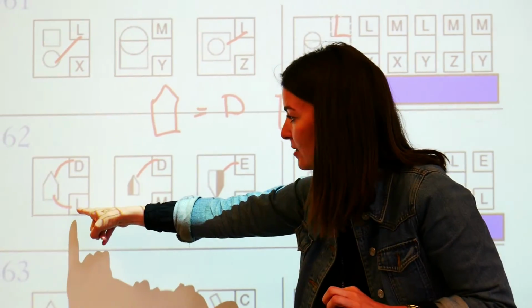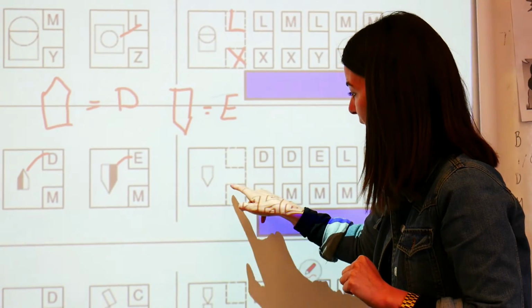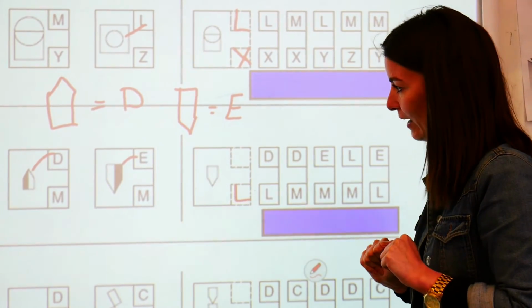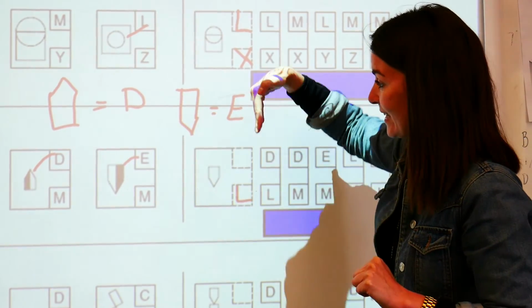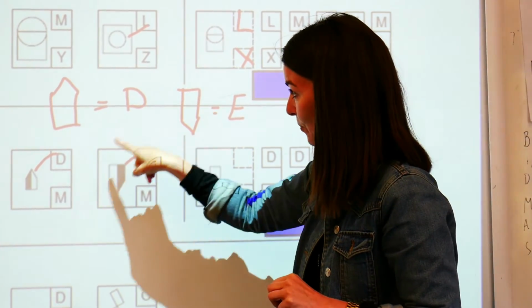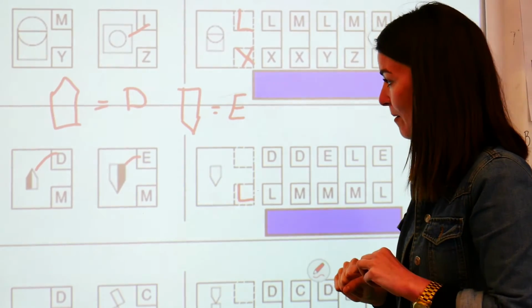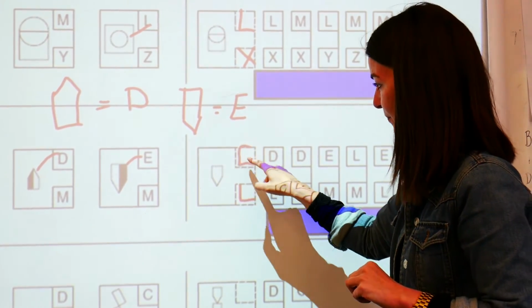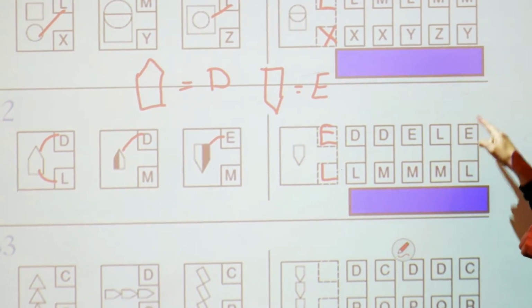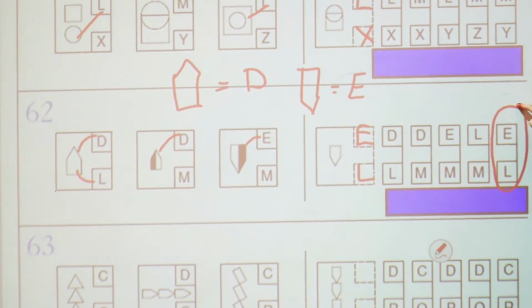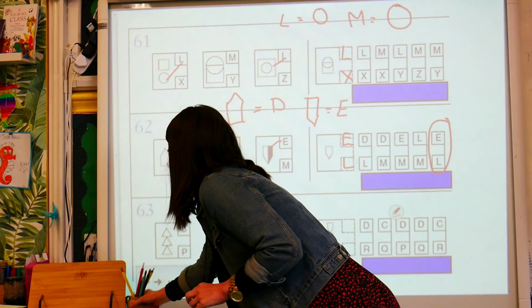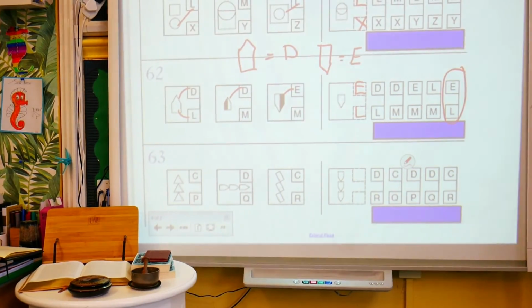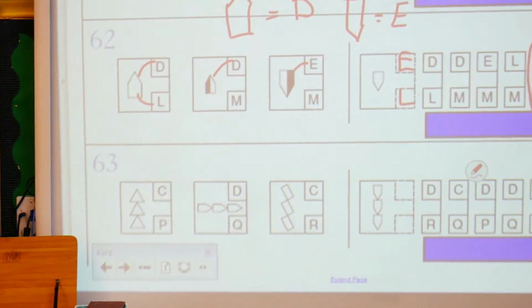So I can go back to my shape here and think, okay, I know that's going to be represented by an L. And then I can think, okay, this is a pentagon that is facing downwards, which is the same as this one here. That means that's going to be represented by an E. So my answer is going to be E-L here. This one down here, let's move this out of the way so you can see.